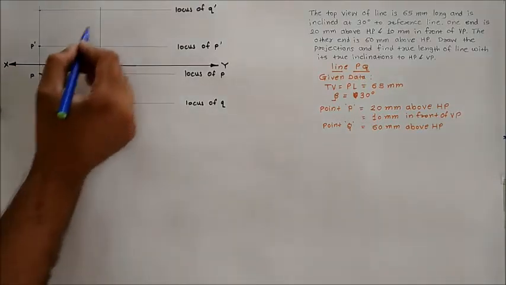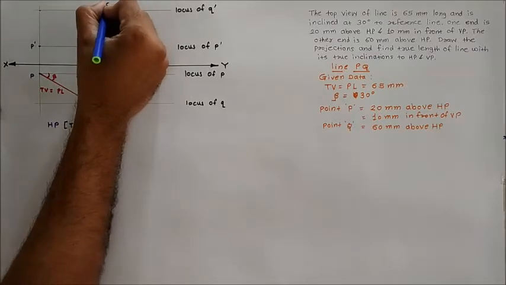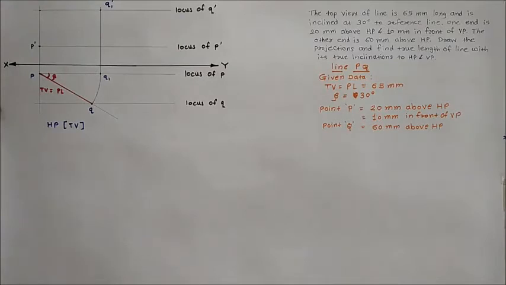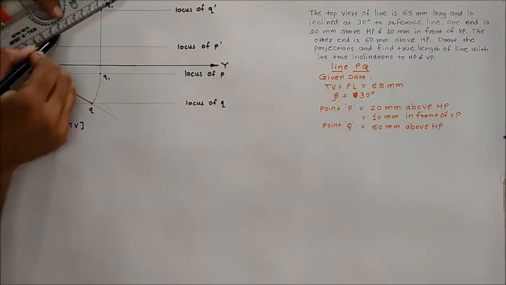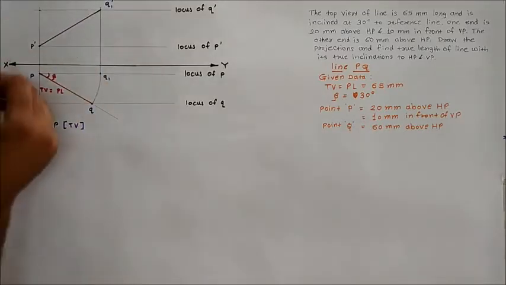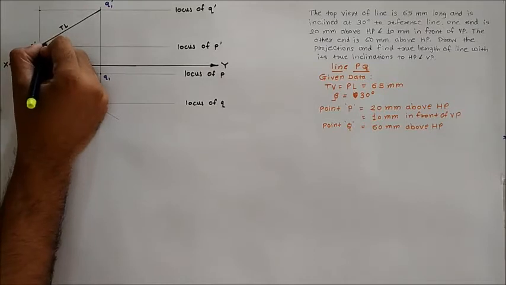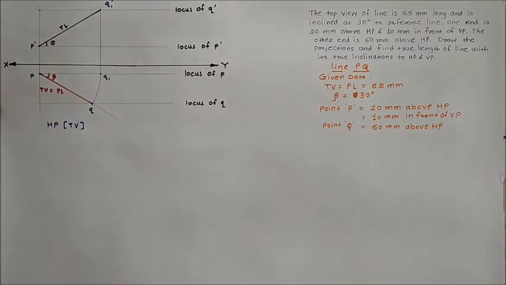The vertical projection line and the locus of Q dash meet at one point. Give the nomenclature to that point as Q1 dash. Join this P dash with Q1 dash, because P dash to Q1 dash is the true length of this line. The angle made by this true length is called theta, because it is visible in the front view.